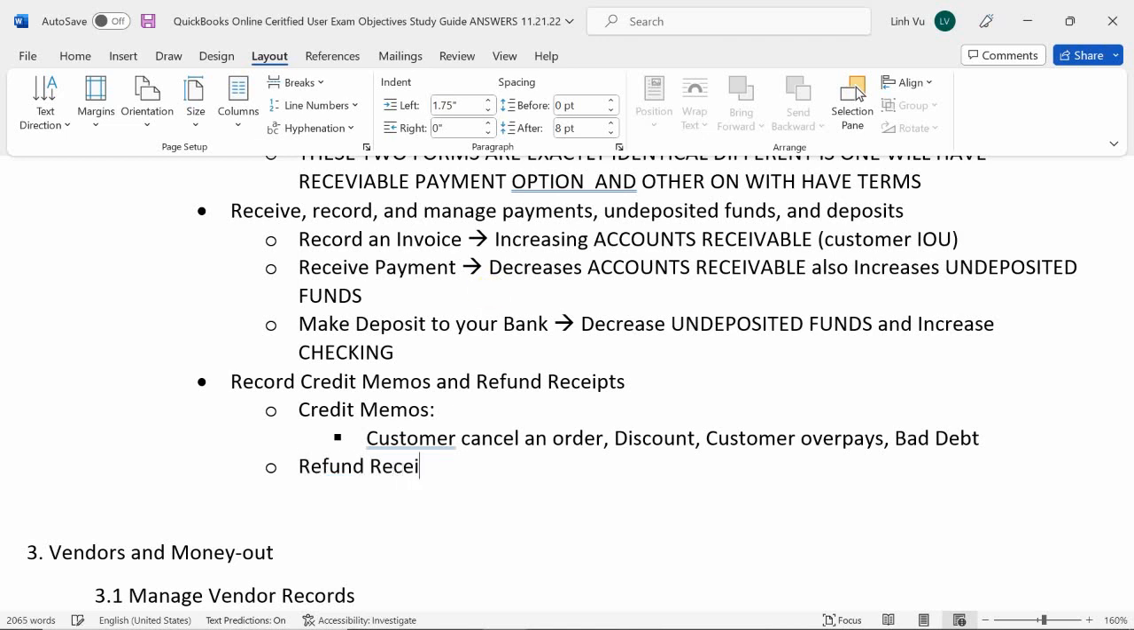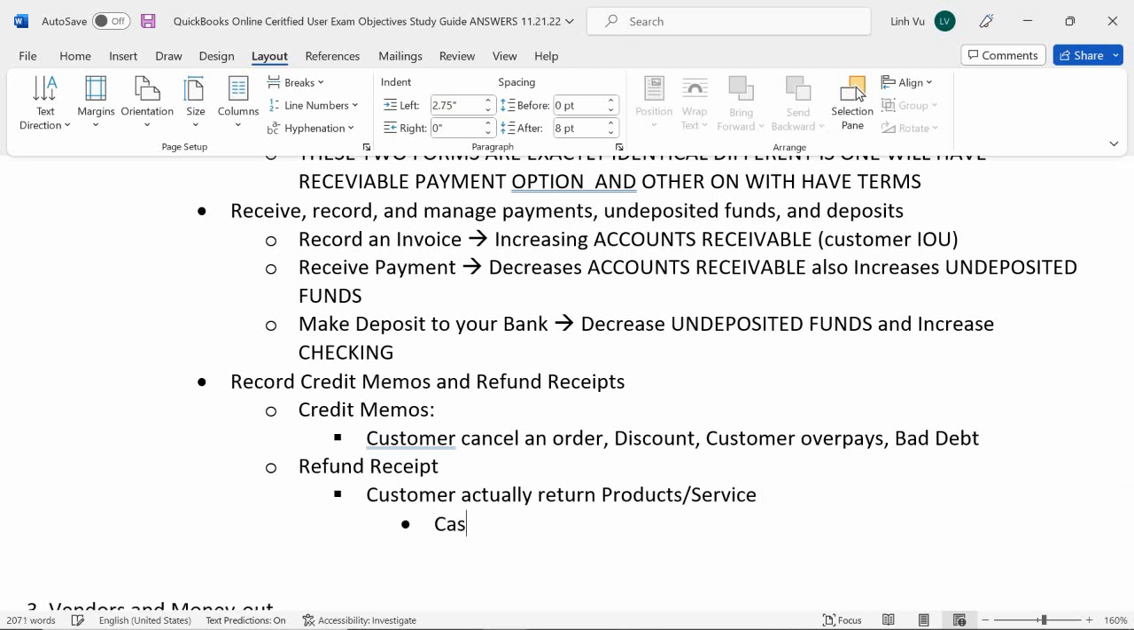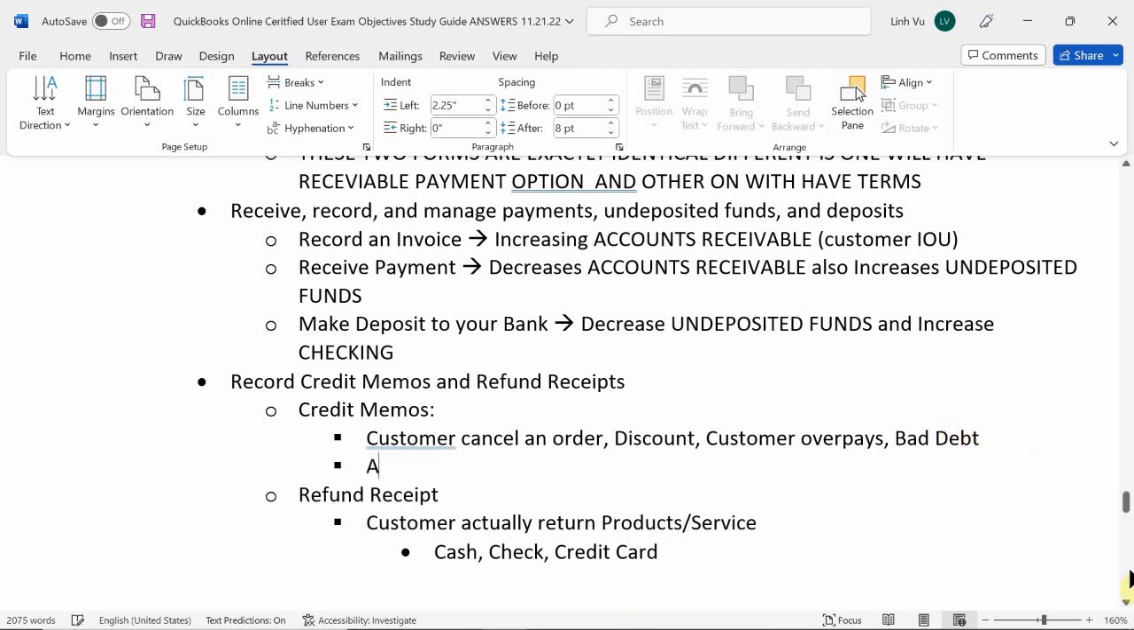Refund receipt is when customers actually return products and or service, and whether you use it if they paid with cash, check, or credit card. So that's a huge one there. You typically use a credit memo if you are going to apply to invoices. So that's a huge difference there.